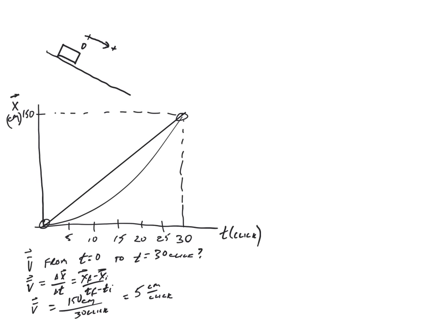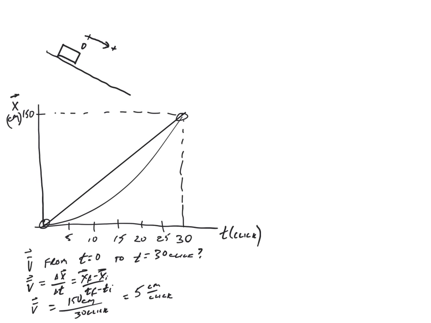Most of you probably understand that this 5 centimeters per click is an average. It means over the whole 30 clicks, you can imagine that the puck changes position by 5 centimeters every click. But early on maybe not so much, and later on not so much, and in the middle not so much. So let's think about how we can find the velocity, not an average velocity, but an instantaneous velocity. How fast is it going right now?